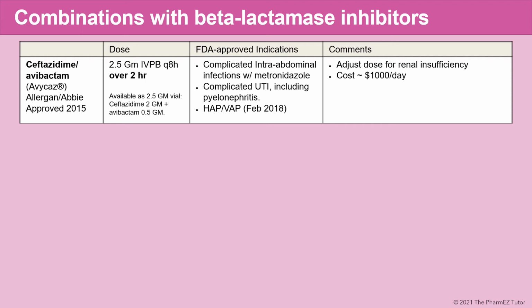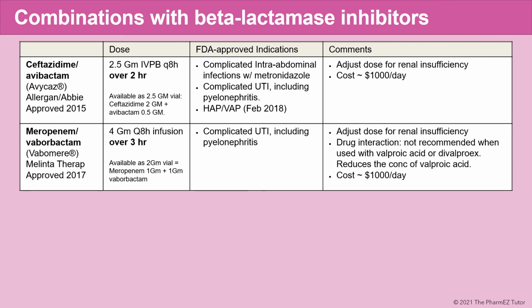Ceftazidime avibactam, or Avycaz, was approved in 2015. The dose is 2.5 grams every 8 hours, and we administer it over 2 hours. The vial size is 2.5 grams, which consists of ceftazidime 2 grams and avibactam 0.5 grams. It's FDA approved for complicated intra-abdominal infections along with metronidazole, complicated UTI including pyelonephritis, and hospital-acquired pneumonia and ventilator-associated pneumonia. We need to adjust the dose for renal insufficiency, and the daily cost of therapy is $1,000 per day.